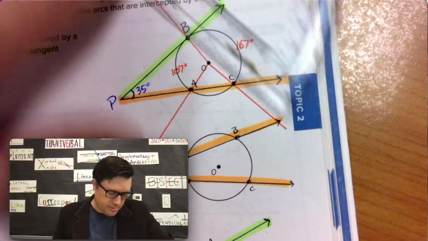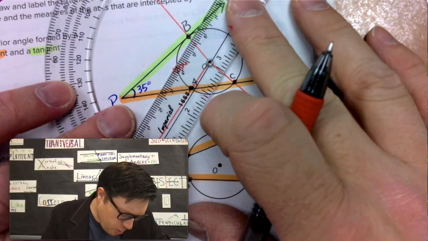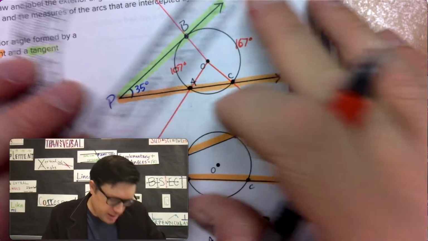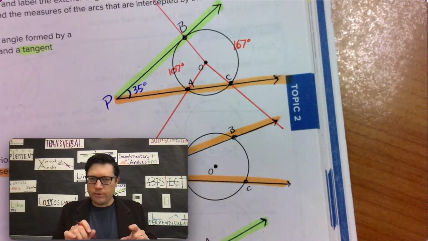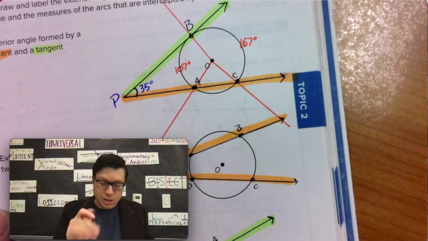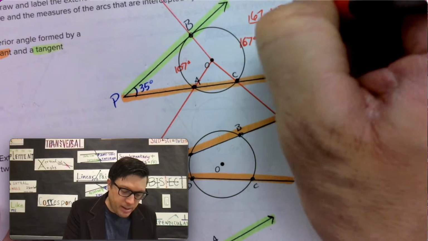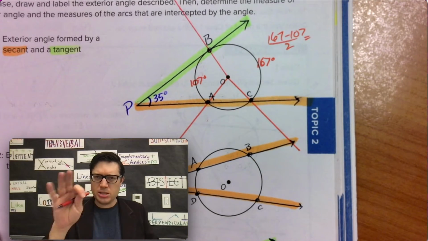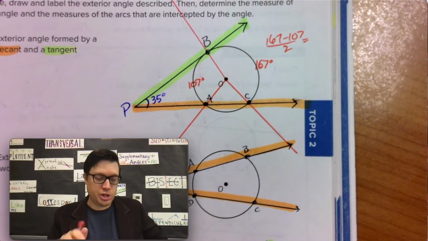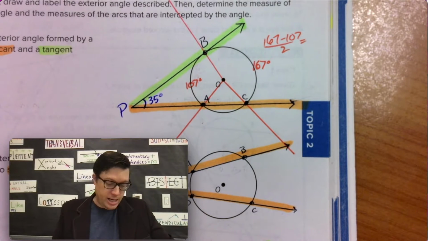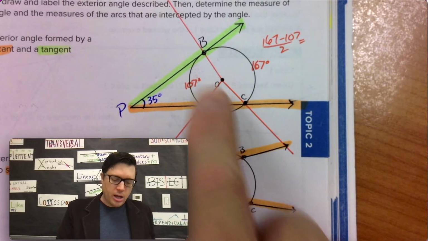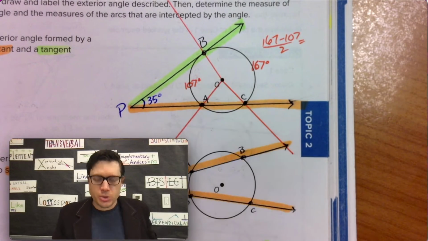Yeah, it is about 167. Is that really 107? Honestly, it is. Okay, I'm having a little bit of a disconnect here, because what I should be able to do is go 167 minus 107 and divide by 2. So that's a pause for me to think about. I want to remember that relationship. It appears that this angle is about half of the difference between those two arcs.